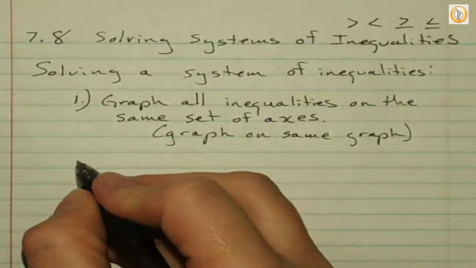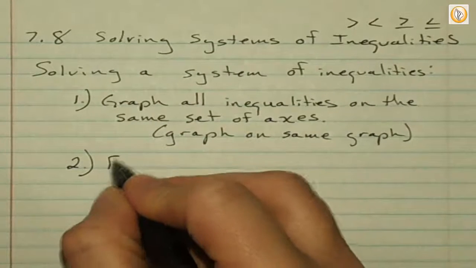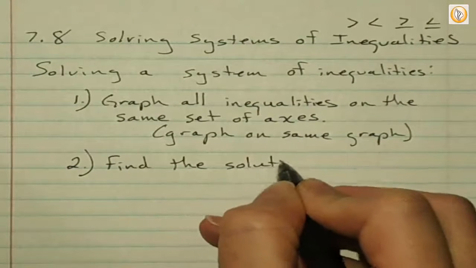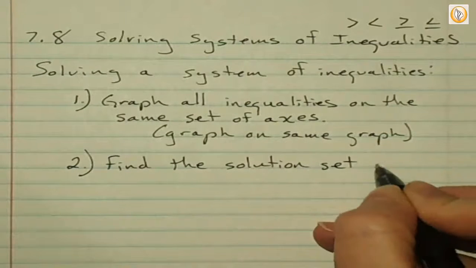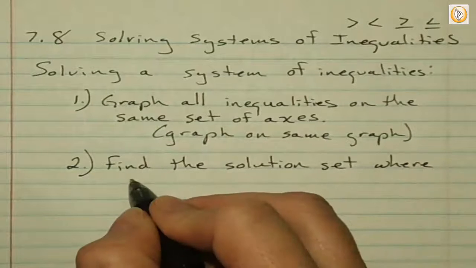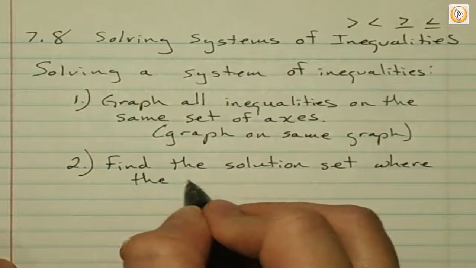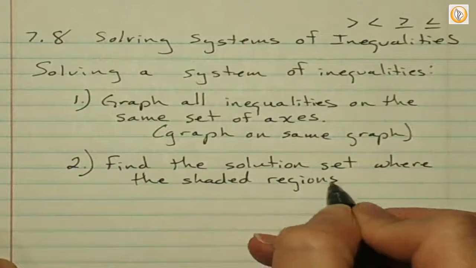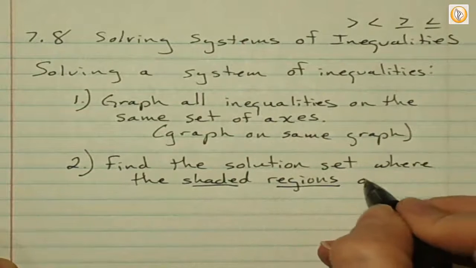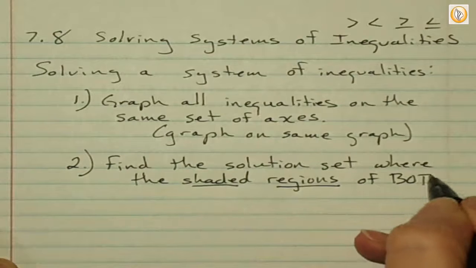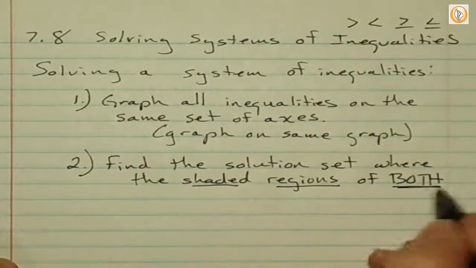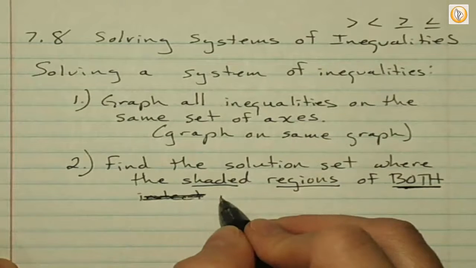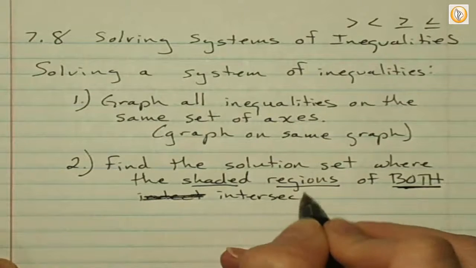Okay, step two, find the solution set where the shaded regions, and I'm going to add something, of both intersect. Intersect.